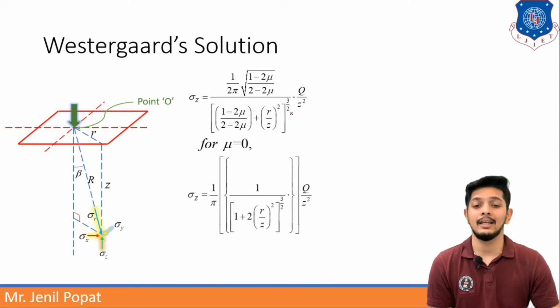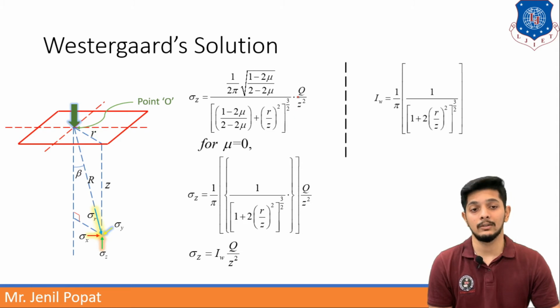So we can write sigma z as 1 by pi into bracket 1 upon (1 plus 2 into (r by z) square) raised to 3 by 2, and into q by z square. So now sigma z can be written again as IW into q by z square, where IW means Westergaard's coefficient, or we can say Westergaard's influence factor. So IW will be 1 upon pi into 1 upon (1 plus 2 into (r by z) square) raised to 3 by 2. So this is the equation given by Westergaard.